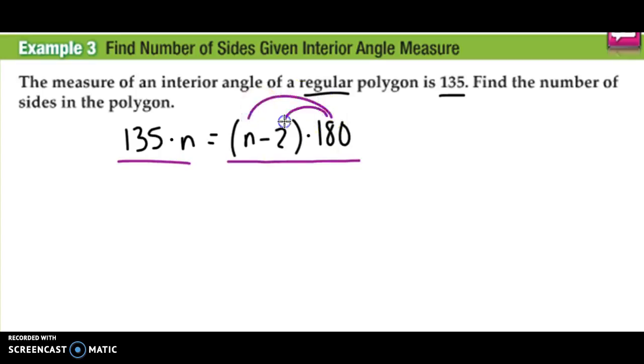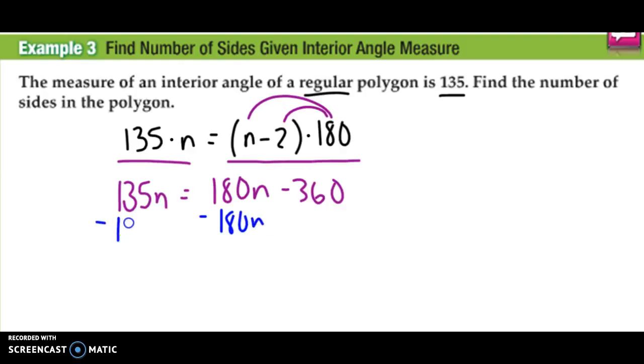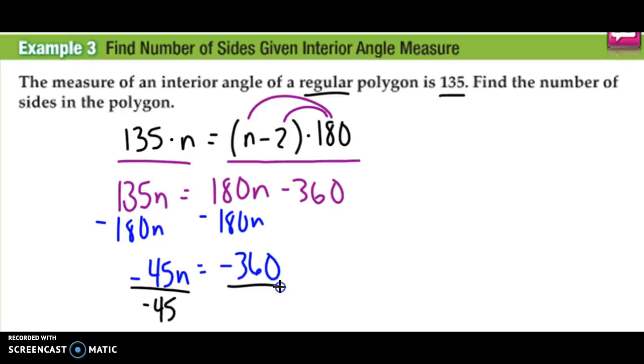So I have to distribute. I get 135n is equal to 180n minus 360. Now it's a more common problem. Well, the nice thing is that there's only n's on the left, so I'm going to subtract 180n from both sides. And I get negative 45n is equal to negative 360. I divide both sides by negative 45, and I find that n is equal to 8.